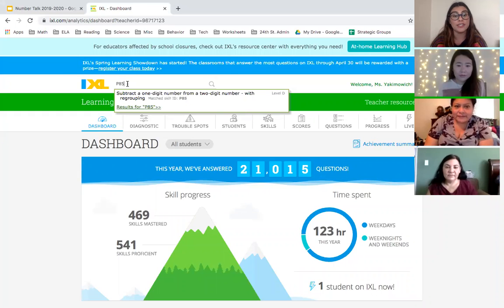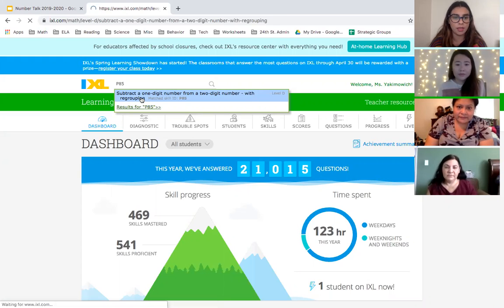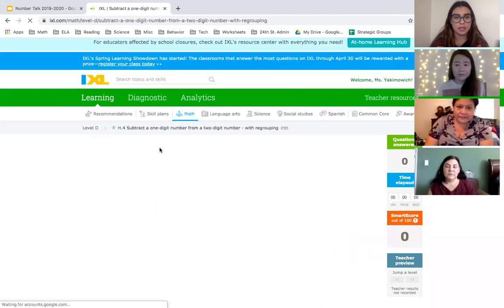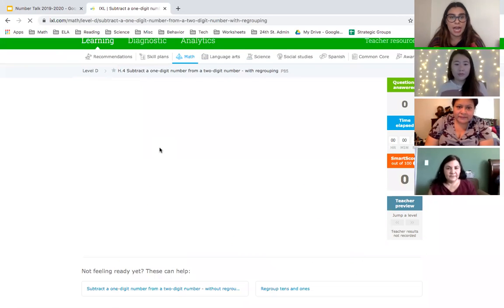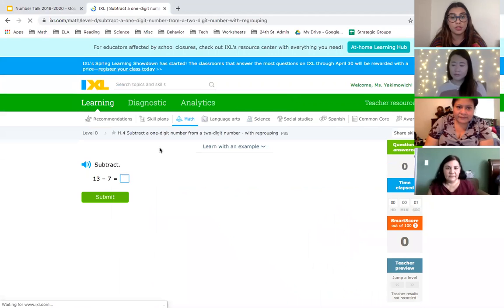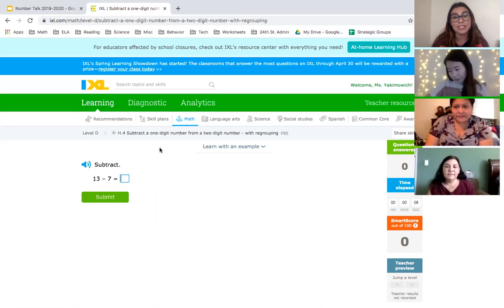So we are subtracting a one-digit number, that's a number that only has one digit in it, from a two-digit number with regrouping. Okay, so I'm going to click on that. And for the first problem today, I am going to go step by step on how to use the tens and ones strategy. So we want to make sure that we are practicing this strategy because it's going to be efficient maybe later on, and it's good to know different strategies so that just in case we want to practice it and get better at it, we can.